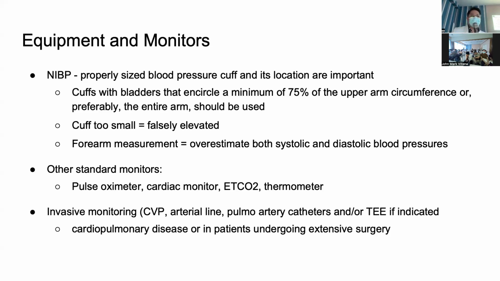Cuffs with bladders should encircle a minimum of 75% of the upper arm circumference, or preferably the entire arm. If the cuff is too small, the blood pressure can be falsely elevated. Other standard monitors should be present as well: pulse oximeter, cardiac monitor, capnography, and thermometer. Sometimes, if invasive monitoring is warranted, you can make use of that as well.